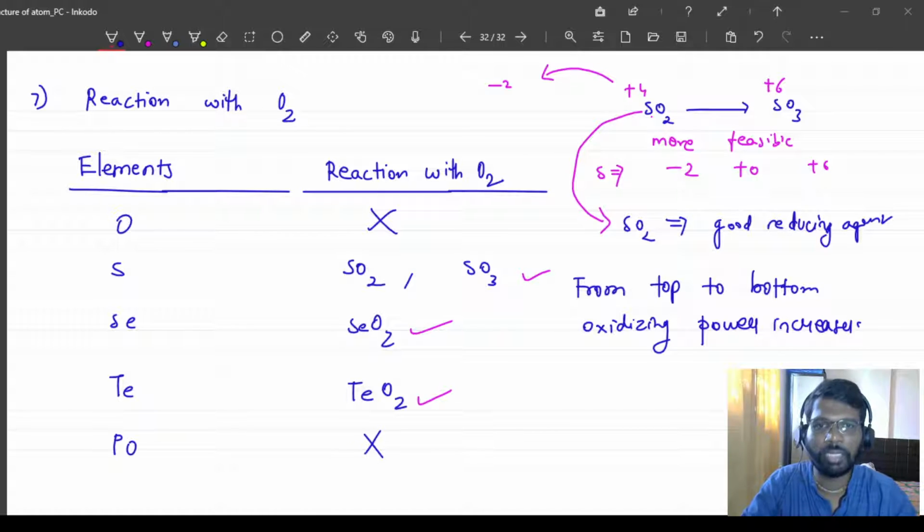So these are the things about the oxides of group 16, that is oxygen, sulfur, selenium, tellurium and polonium. Only sulfur, selenium, and tellurium are going to form an oxide. Others are not going to form the oxide.